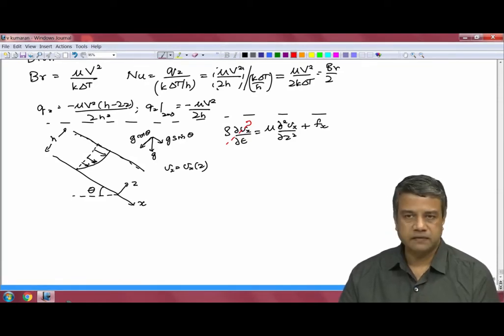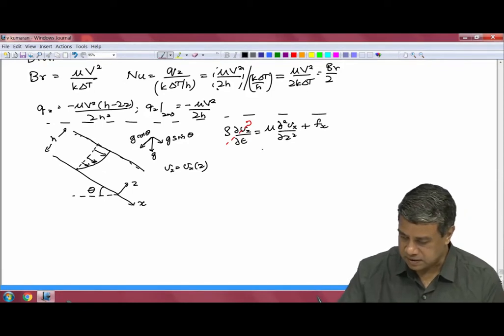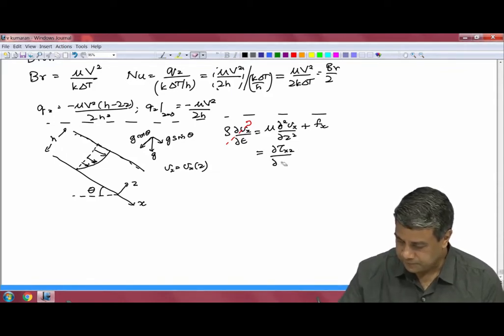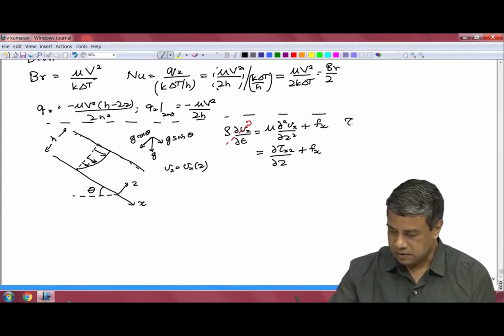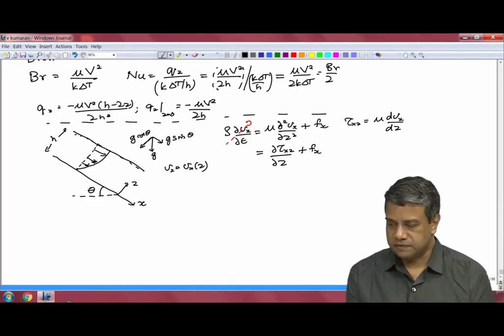It is more convenient to write this in terms of the stress. We can write this equivalently as partial tau x z by partial z plus f x. Here I have made the substitution that tau x z is equal to mu times d Vx by dz, a total derivative because Vx is now only a function of z.